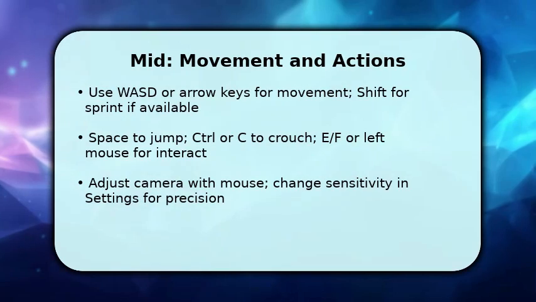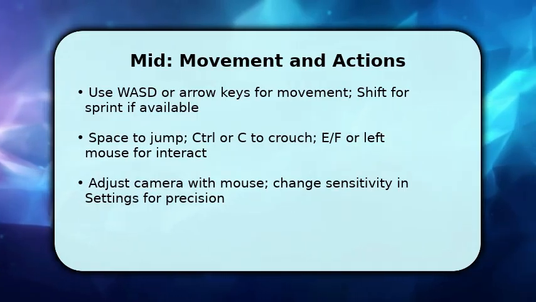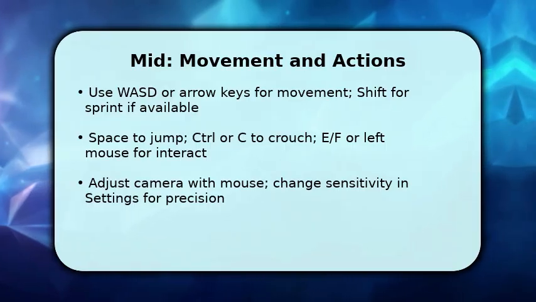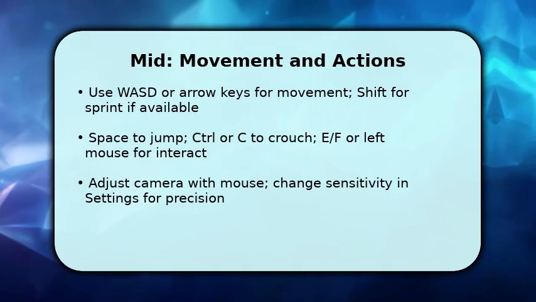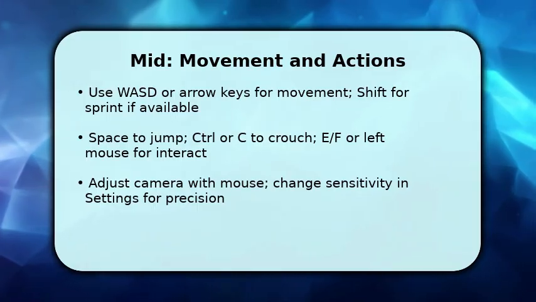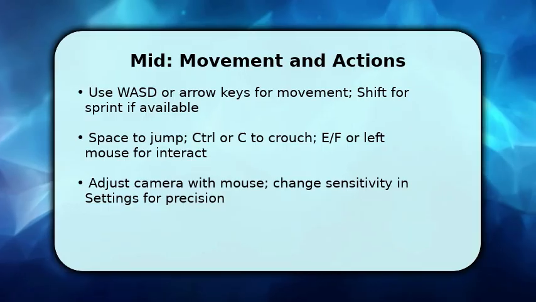Now you'll practice the core controls. Walk with WASD or arrows and press space to jump. These are fundamental. If a game supports sprint, hold shift while moving to go faster, and use control or C to crouch when needed. For interactions, try E, F, or the left mouse button depending on the game's bindings. Confirm these in the control menu.